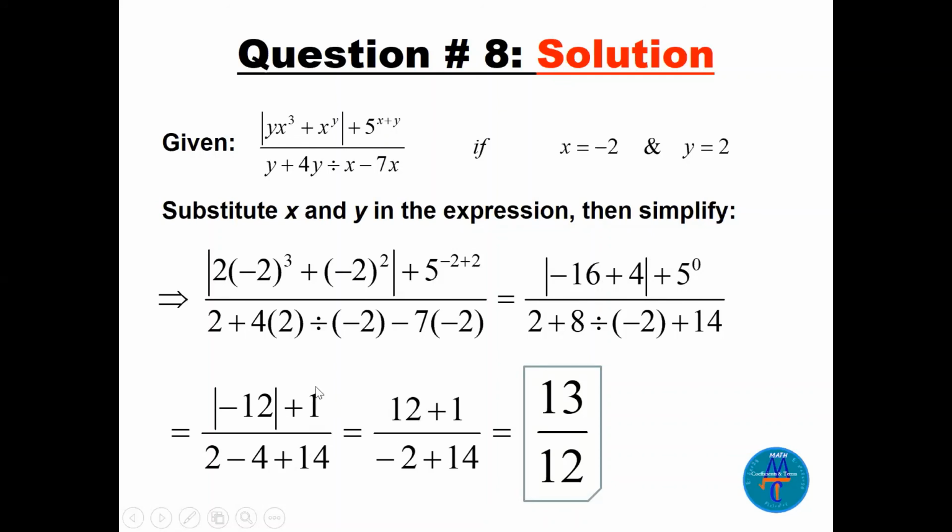So 12 plus 1. Now, in the denominator here, we have 4 times the y. 4 times the y is 8, divided by minus 2. So this will be minus 4. So 2 minus 4 is minus 2, plus the 14 is 12. 13 in the numerator. 13 over 12 is the final answer for question number 8.